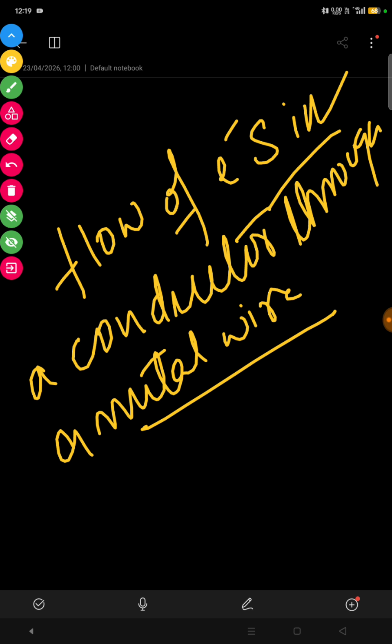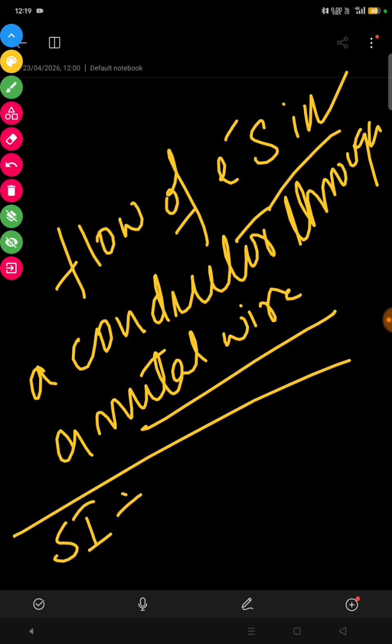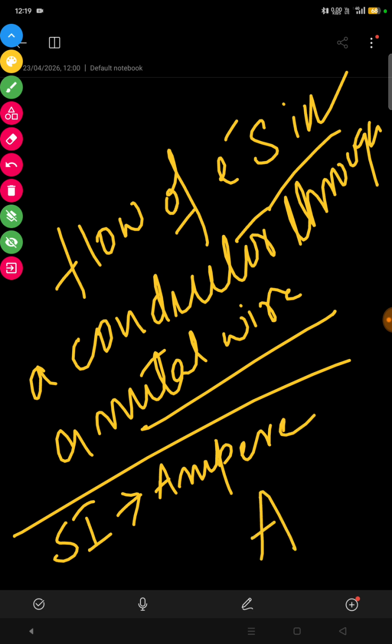Okay. Now let's come to the SI unit of electric current. The SI unit of electric current is ampere. It is ampere and it is denoted by capital A. Ampere. Okay.